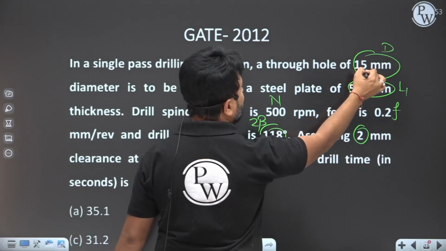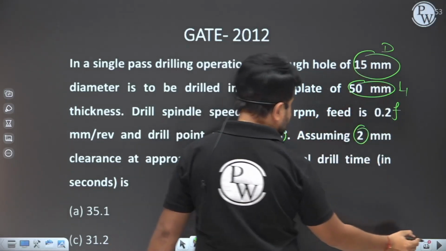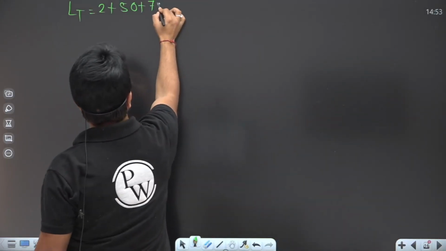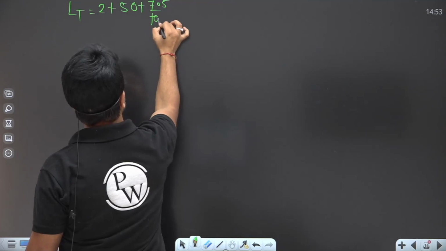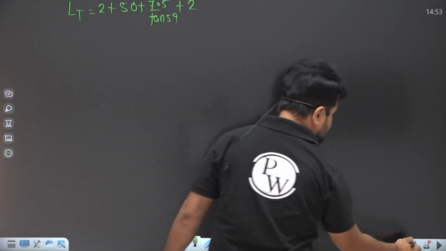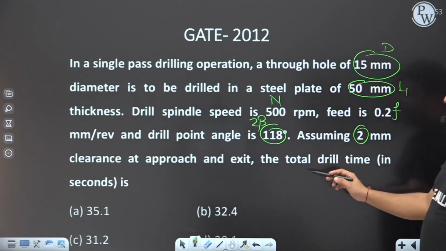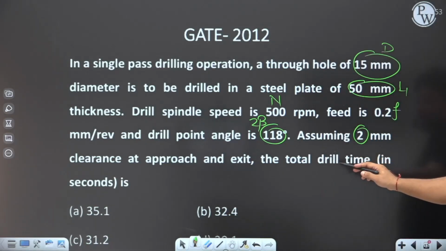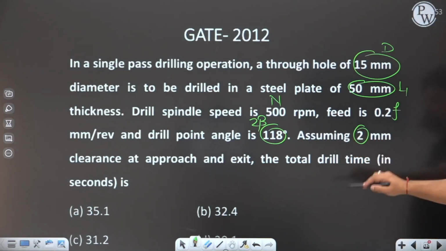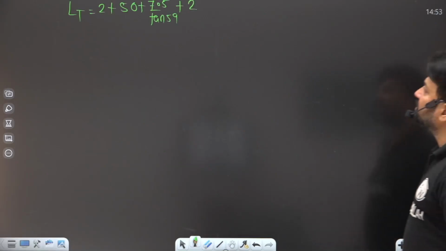Okay, the cone height will be what? 7.5 divided by tan 59. Plus the approach distance, 2. The exit is what? Again 2. He is mentioning, assuming 2 mm clearance at approach and exit. So this is the total.